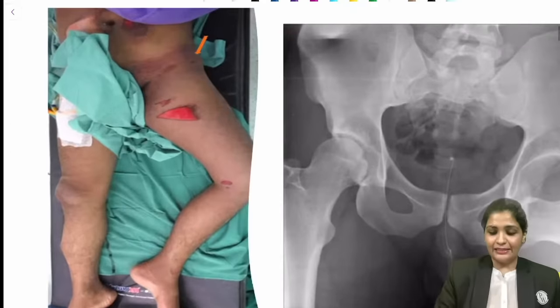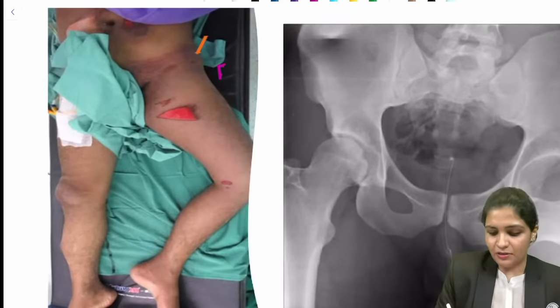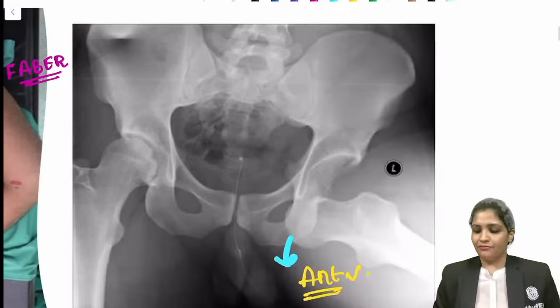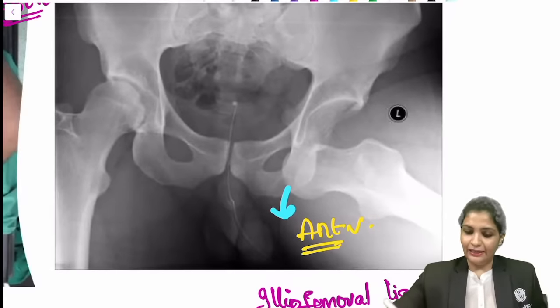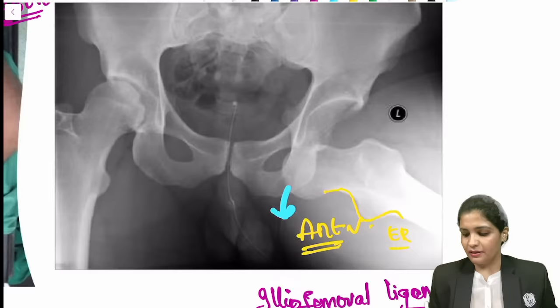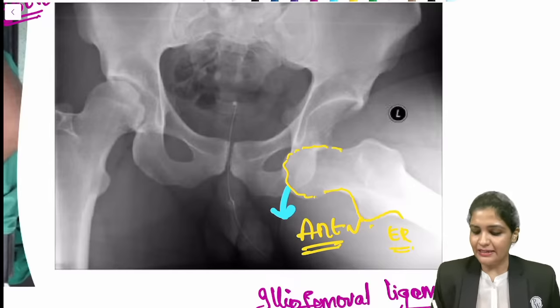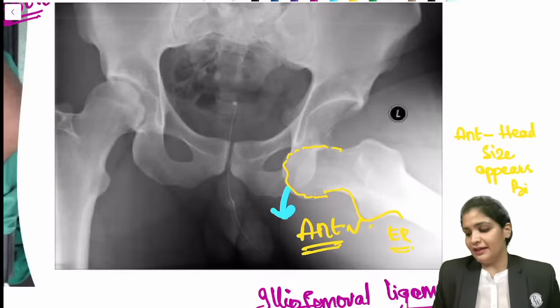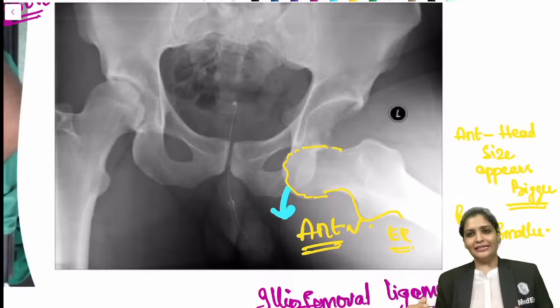And then this is the attitude of the limb. As you can see, it is flexion, abduction and external rotation. If you have followed my class, you can see the lesser trochanter is more prominent. So this is in external rotation, right? And the head is bigger in size in case of anterior dislocation. Head size appears to be bigger. And in case of posterior dislocation, the head size appears to be smaller, right? This is also an emergency and it needs reduction.